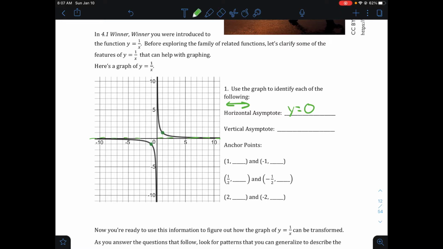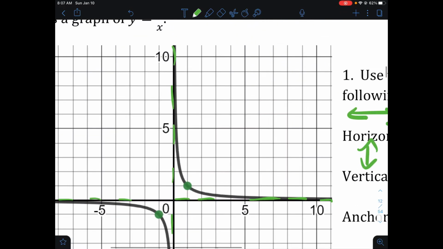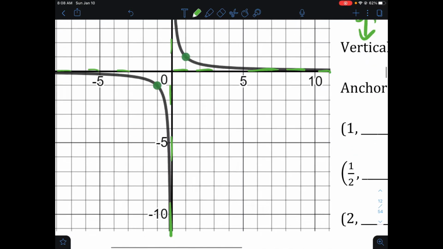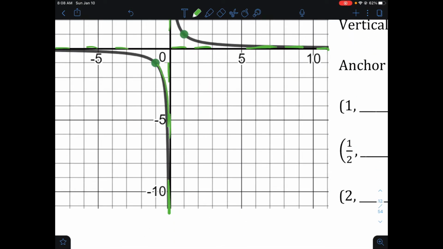Now for the vertical asymptote. Vertical is going to be up and down. Our vertical asymptote is going to be x equals 0. Lines that go up and down are always written as x equals. So our vertical asymptote is x equals 0. And you can again see that as the function approaches 0, it gets really high. It doesn't touch 0. As the function goes to 0 from this side, it also reaches an asymptote.